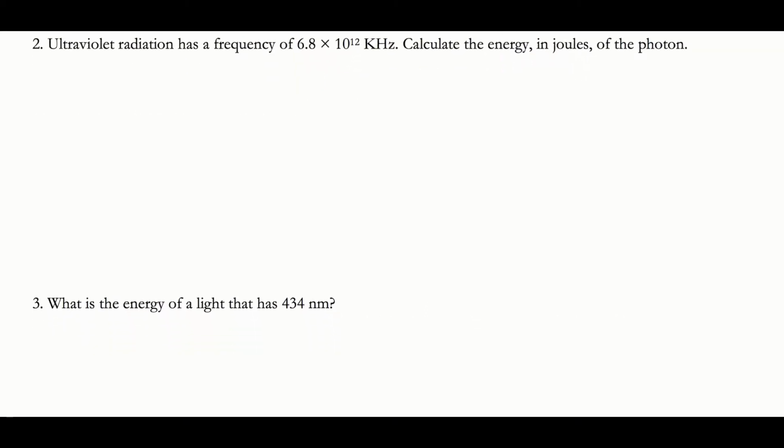Let's look at the next problem. UV radiation has a frequency of 6.8 times 10 to the 12th kilohertz. What is the energy in joules of the photon? Well, again, I can use my energy equals Planck's constant times frequency, because I'm given frequency and asked to solve for energy. However, there's one complicating factor here, and it's the fact that 6.8 times 10 to the 12th, your frequency, is given to you in kilohertz. So what I need to do first is get kilohertz on the bottom, and I'm going to put hertz up top. Remember, 1 kilohertz is 10 to the 3rd hertz.